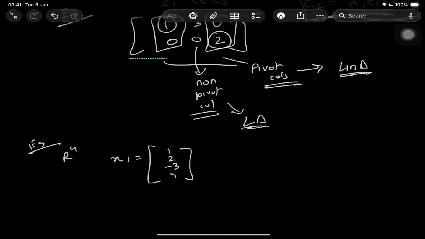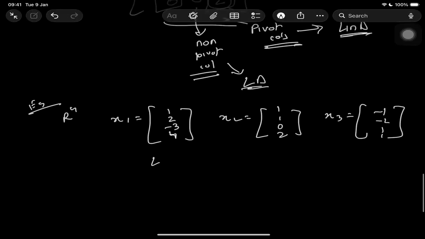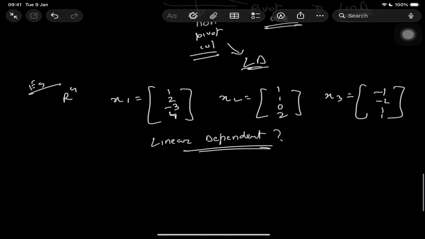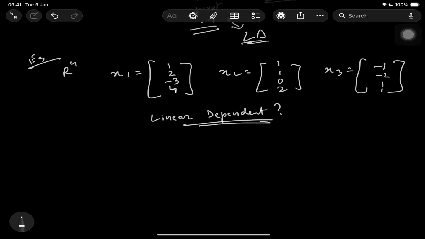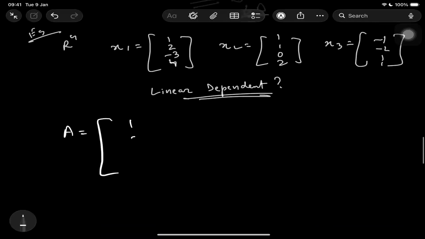Now, if I give you another example, we take four-dimensional vectors: x1 as 1, 2, negative 3, 4, x2 as 1, 1, 0, 2, and x3 as negative 1, negative 2, 1, 1. Now we have to check linear dependence. Are they linearly dependent or not? To solve this, as I mentioned, we need to create a matrix A in which all the vectors act as columns. So it will be 1, 2, negative 3, 4, 1, 1, 0, 2, negative 1, negative 2, 1, 1.